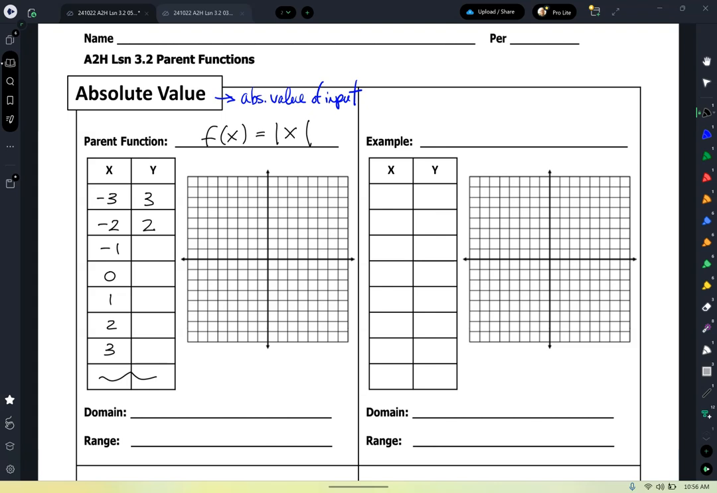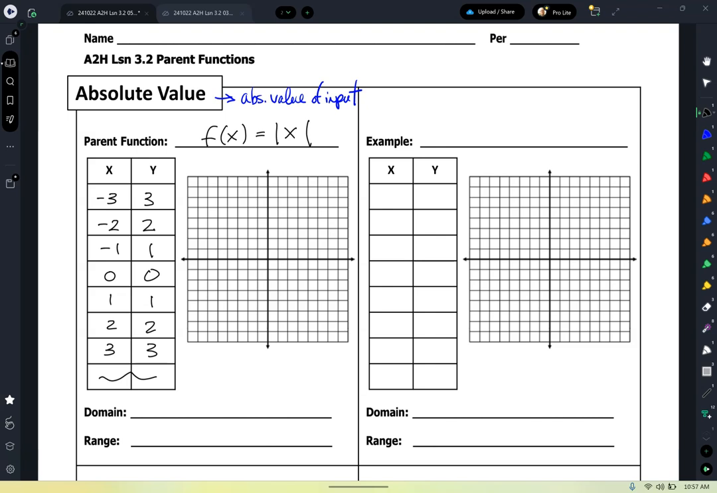+2. If I drop a -1 in, what am I going to get out? +1. If I drop a 0 in, it's 0 distance from 0, sure. If I drop a +1 in, I'm still going to get +1 out, and then +2, and then +3. Okay, so put those points on your graph, all right? And then let's see what you think this graph might look like. Go ahead, give it a try.